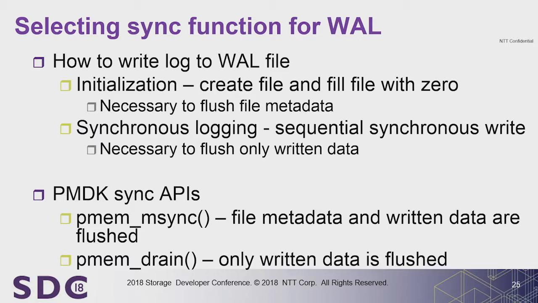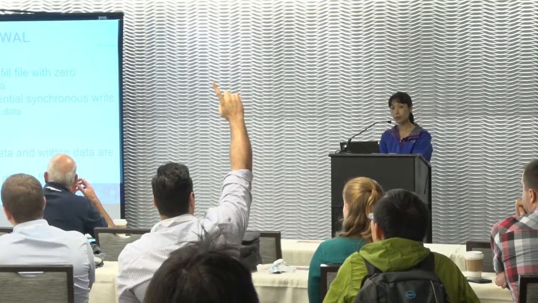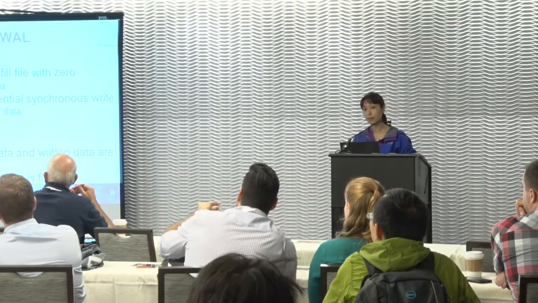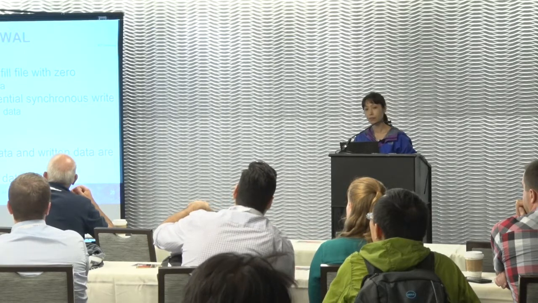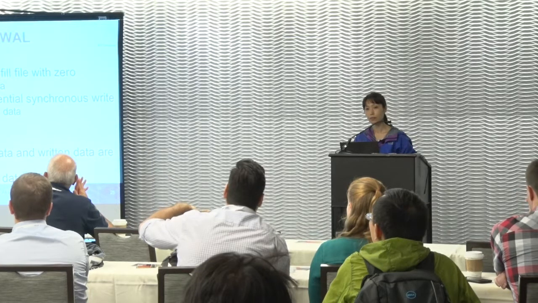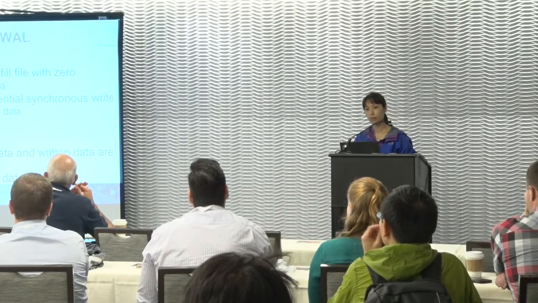On the other hand, synchronous logging is sequential synchronous write. It's necessary to flush only the written data. PMDK provides some sync APIs, for example, pmem_msync and pmem_drain. I just want to mention that drain doesn't really flush, so drain is like a fence. Drain will just wait for the issued flush to finish, but actually you need to call flush instructions explicitly before calling drain.